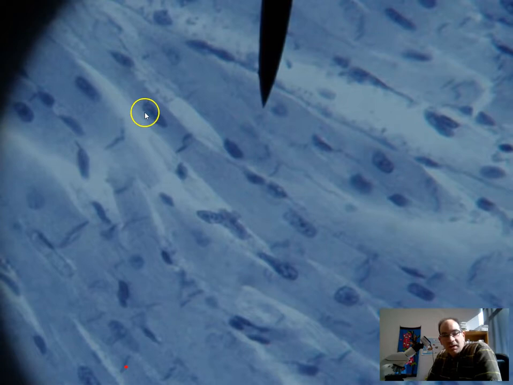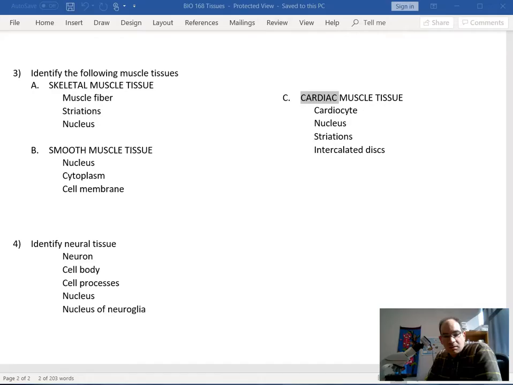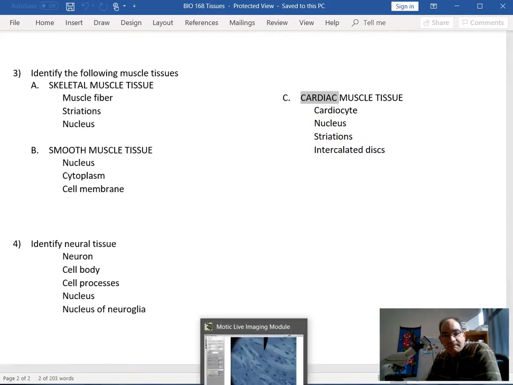The way these cells are arranged is you basically have one short cell with one nucleus in it, and it's connecting via the intercalated disc to the next cell. These dark staining structures are the nuclei. The individual muscle cells are called cardiocytes. And we got everything there.